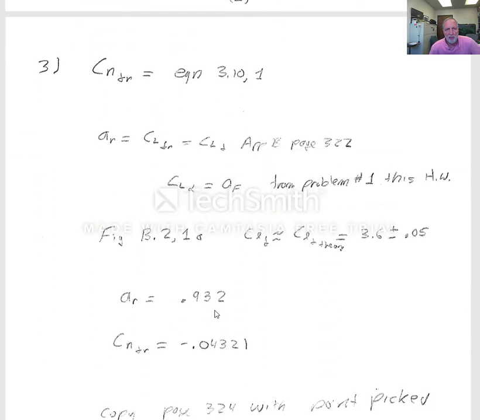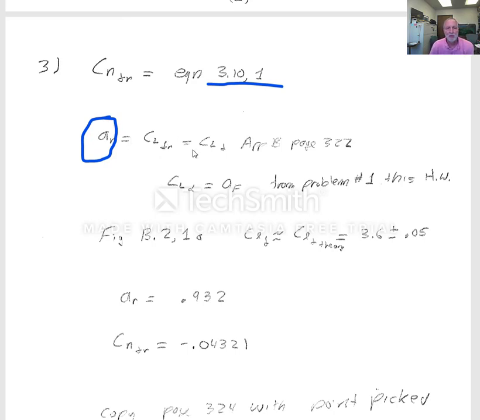All right, problem number 3. CN delta R, the yawing moment coefficient due to rudder. I've pointed to this formula in your book. You can find that. You're going to need AR to feed into that. This is the lift curve slope effectiveness of the rudder.